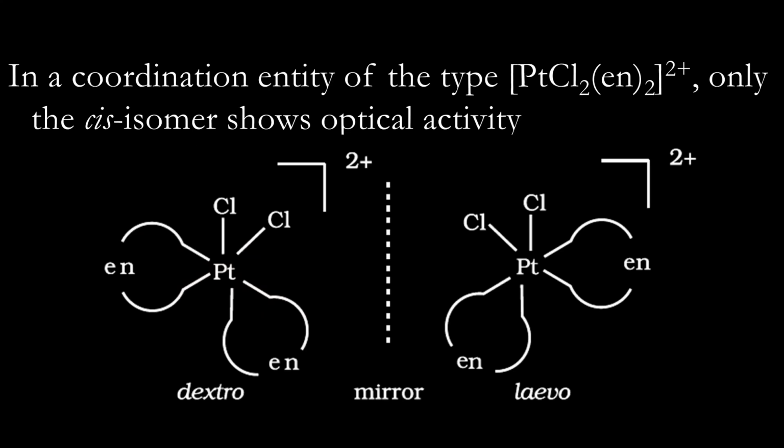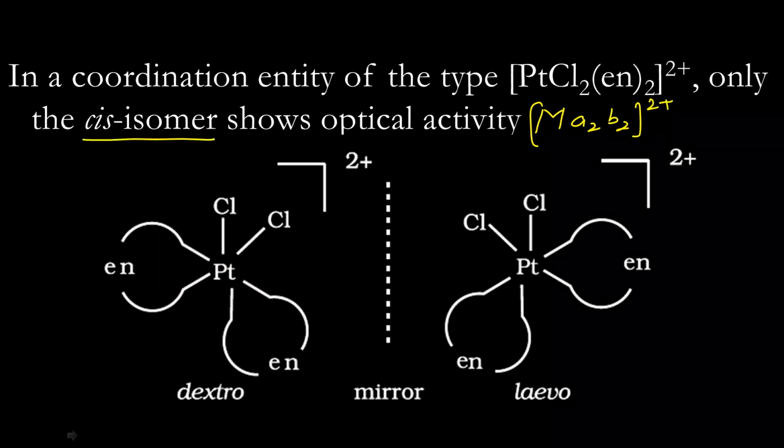In a coordination entity of the type PtCl2En2, so again, remember, it is of the type Ma2B2 2+, only the cis isomer shows optical activity. This is something you should remember, not the trans one, because the trans one is impossible. So a few points from this section specifically, I would say you will have to memorize. Otherwise, you will not be able to answer the question.